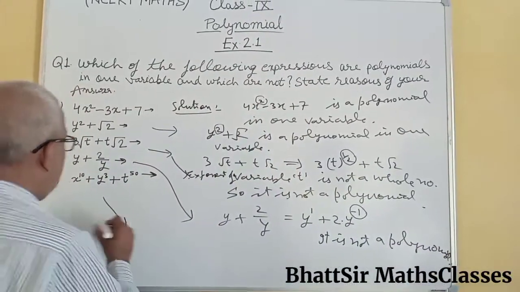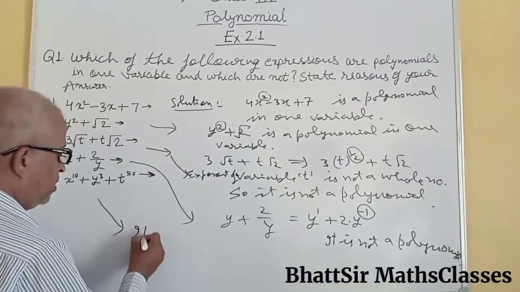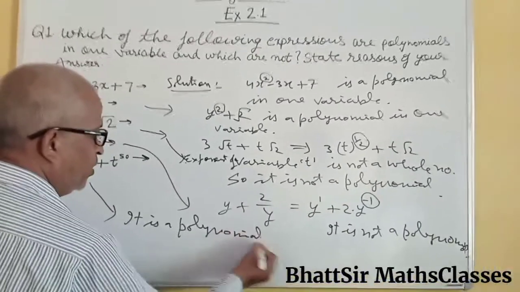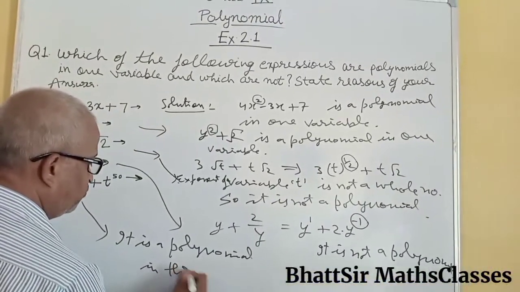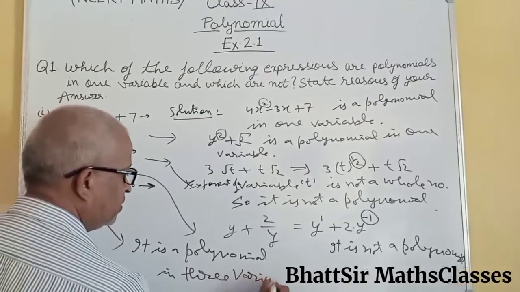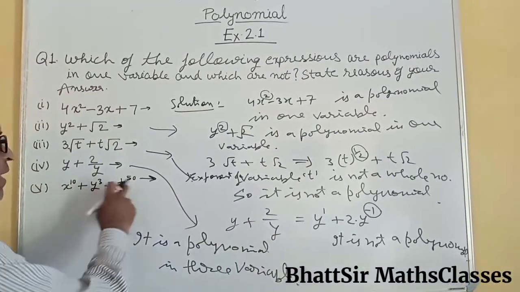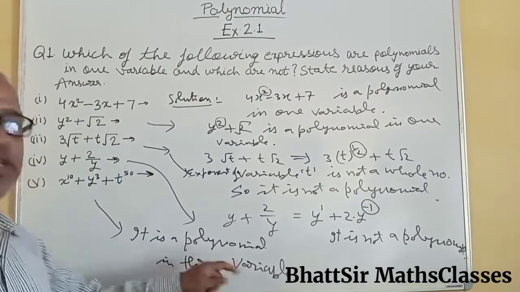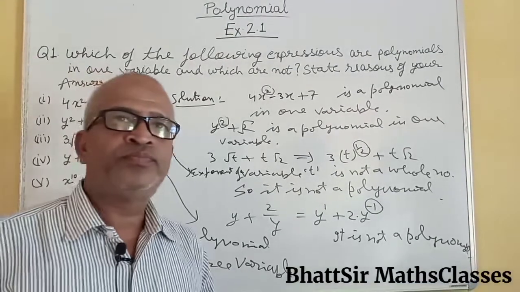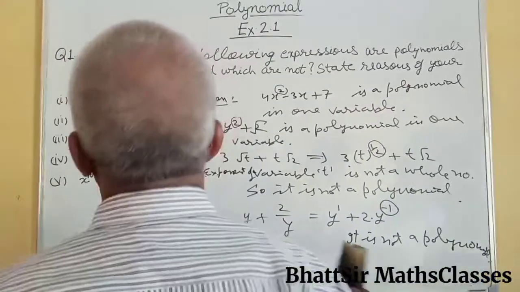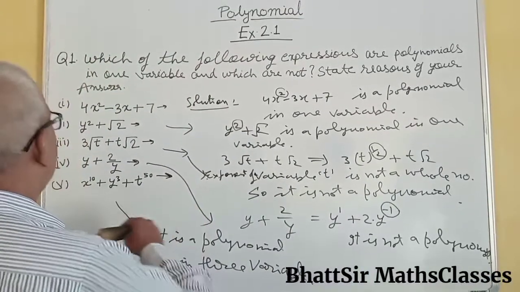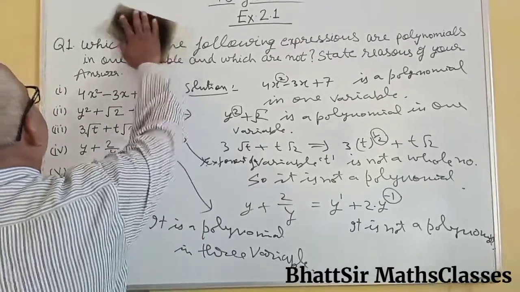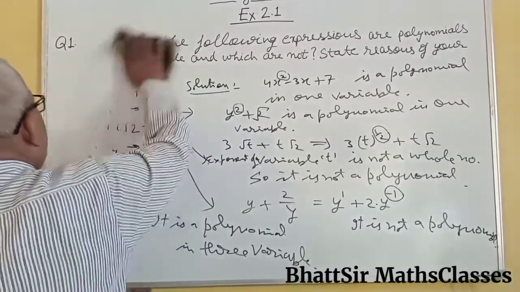Fifth part, it is a polynomial in three variables. x, y and t are different variables, so we can say this is a polynomial in three variables. In this manner we can classify polynomial or not polynomial. Now I am attending question number 2.